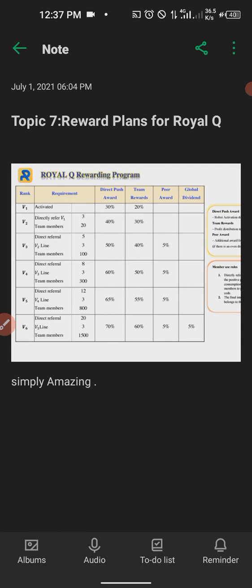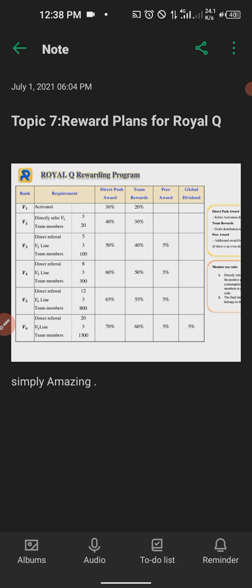To be in V2, first of all, V2 is sweet. Trust me. To be in V2, this is what happens. First of all, you need 3 people directly and 20 people directly or indirectly. This is how it works. You need to have at least 3 downlines. That's your direct team. And in your indirect team, that's your team generally, you need to have at least 20 people.